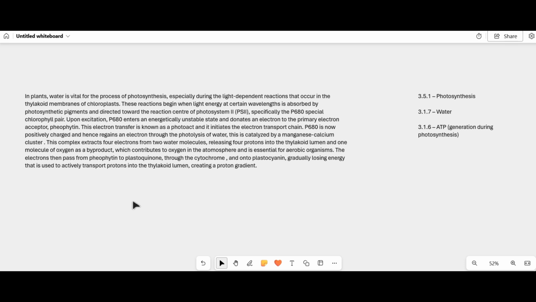This complex extracts 4 electrons from 2 water molecules. That's A level, but because we added that little complex thing, it adds a little bit more to it. But you should know that it's 4 electrons from 2 water molecules, releasing 4 protons into the thylakoid lumen, and 1 molecule of oxygen as a byproduct, which contributes to oxygen in the atmosphere. It's about these little things. This is what separates you from others. Adding these little things like contributes to oxygen in the atmosphere makes your whole answer more concrete.